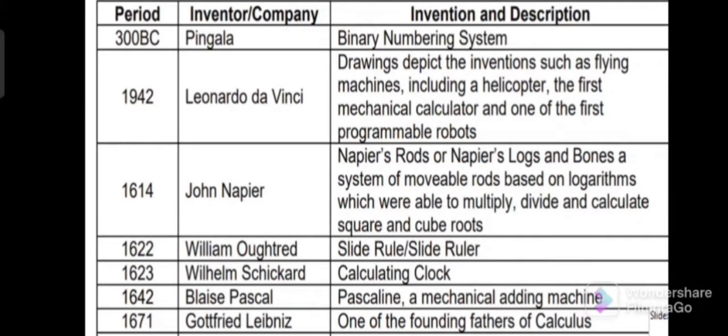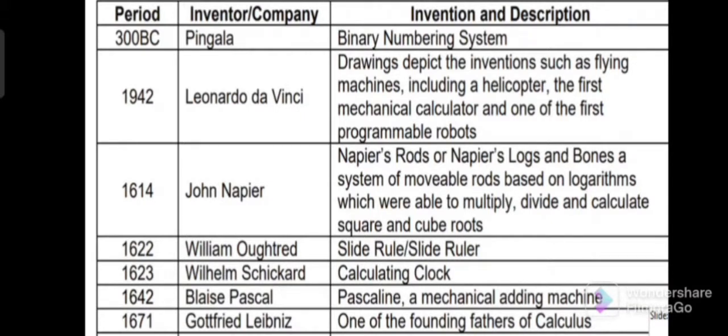During 300 BC, Pingala invented the binary numbering system. During 1942, Leonardo da Vinci's drawings depicted inventions such as flying machines, including a helicopter, the first mechanical calculator, and the first programmable robots. During 1614, John Napier invented Napier's rods or Napier's bones, a system of movable rods based on logarithms, which were able to multiply, divide, and calculate square and cube roots.